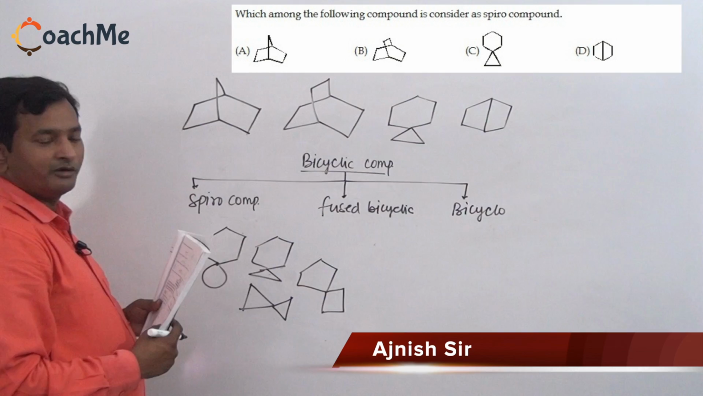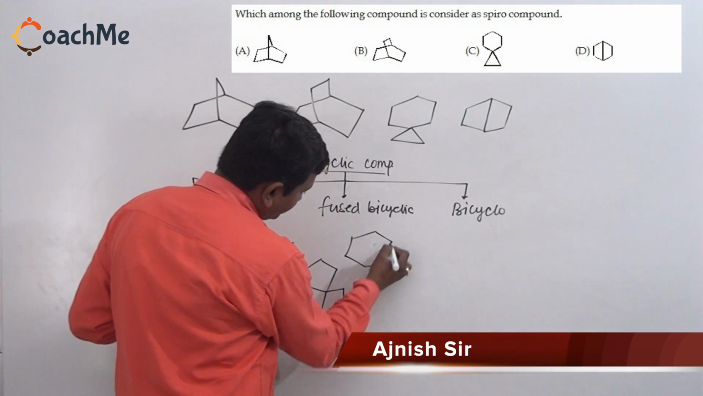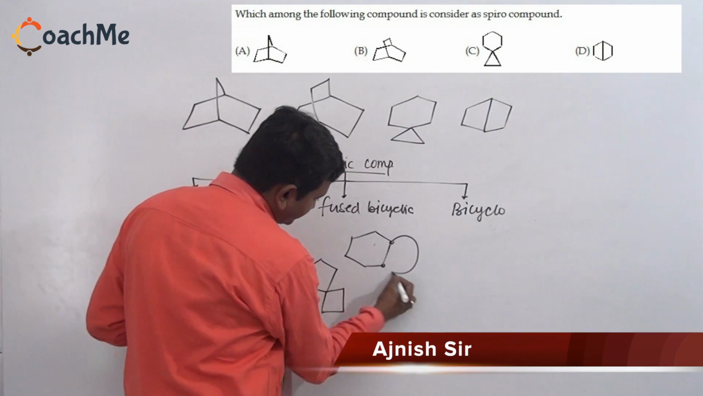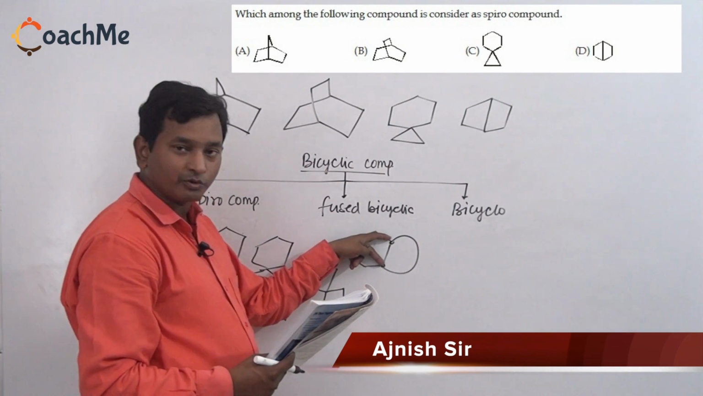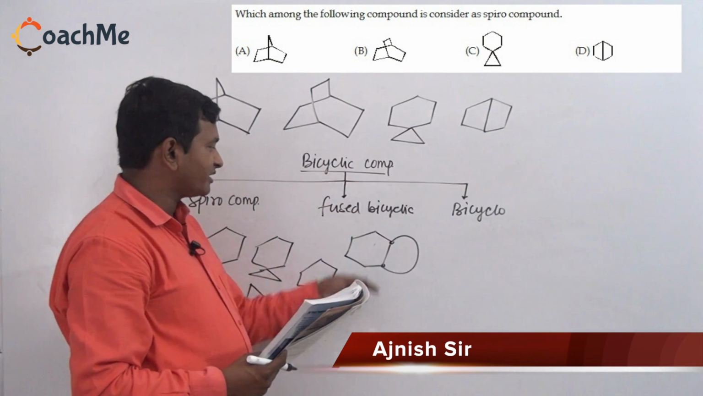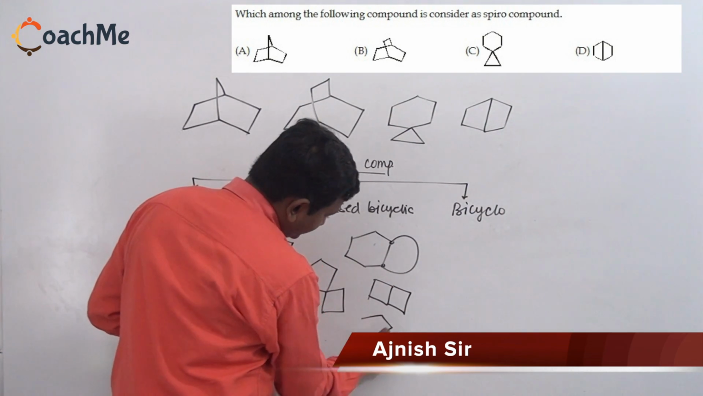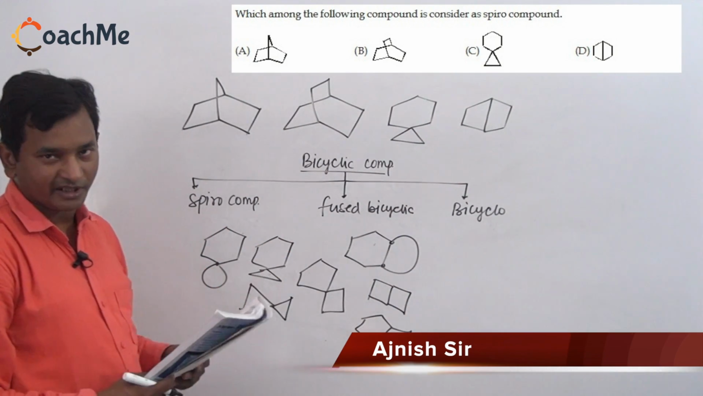Fused bicyclic compound. In a fused bicyclic compound, the first and second carbons are attached with rings. If two rings are fused with these two carbons, this compound is called fused bicyclic. It may be like this, it may be like this. This is called fused bicyclic.